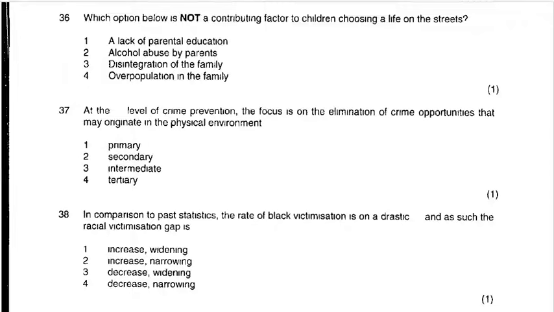Okay. 38. In comparison to past statistics, the rate of black victimization is on a drastic, and as such, the racial victimization gap is. The answer is 4, decrease and narrowing. This is found on page 20 of our study guide. I'm not going to go through this because this is a repetition.